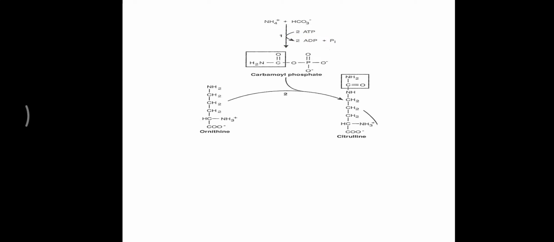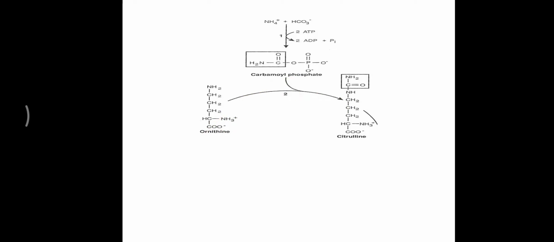Now, further in detail of this urea cycle, a quick summary: carbamyl phosphate is formed from ammonia plus carbon dioxide with the help of ATP. Here the enzyme is CPS1, carbamyl phosphate synthetase 1. This carbamyl phosphate will combine with the ornithine. Here you can see that the ammonia is helping to make the first nitrogen of the urea molecule.